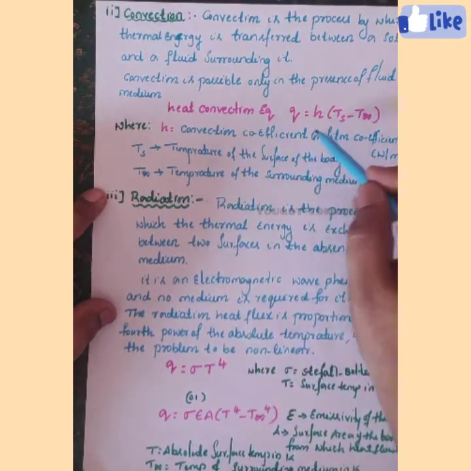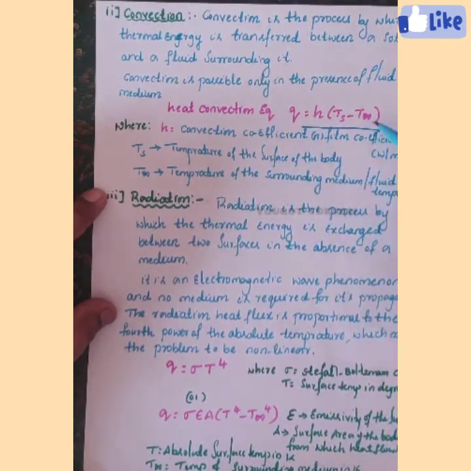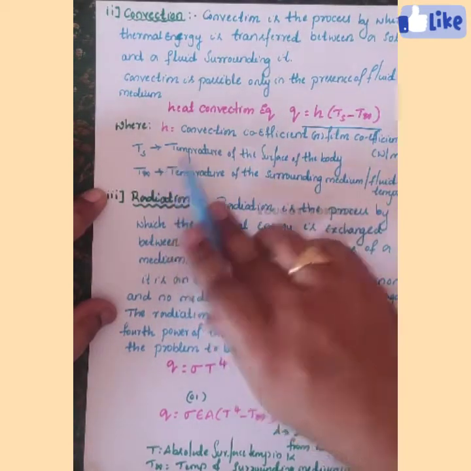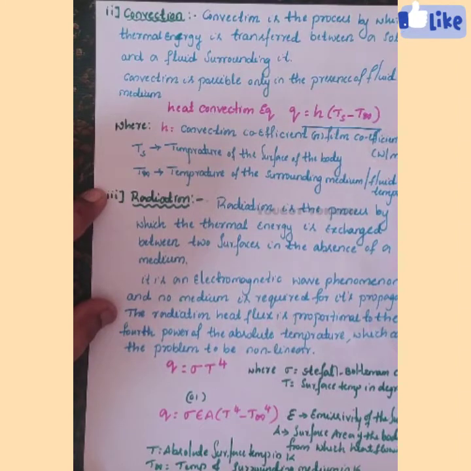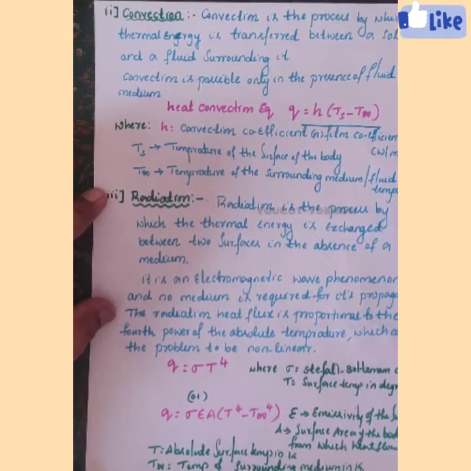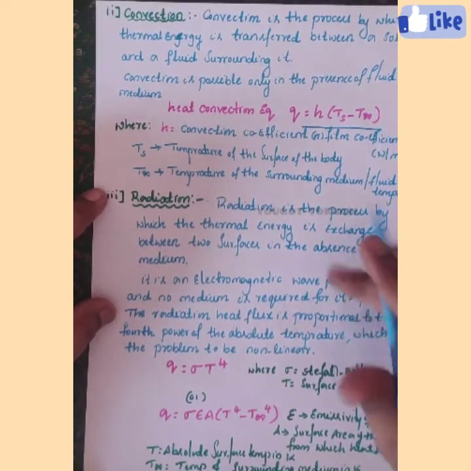The convection equation is given by Q equals h into (Ts minus T infinity). h is called the convection coefficient or film coefficient, in watt per meter square degree Celsius. Ts is the temperature of the surface of the body. T infinity is the temperature of the surrounding medium, which we generally call the fluid temperature. This is an example of convection.